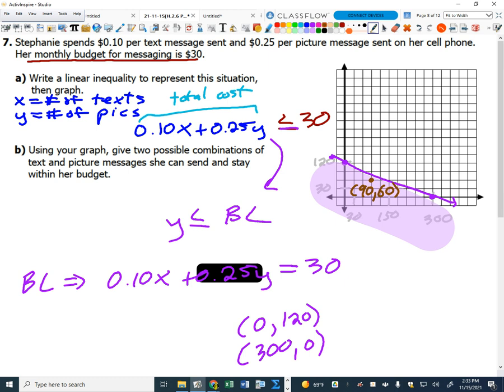That's within her budget. But if I pick something up here like this, if I go over 150 and up to 90 on this axis, she can't afford that. That's outside of the shaded area. It's not in the solution set.